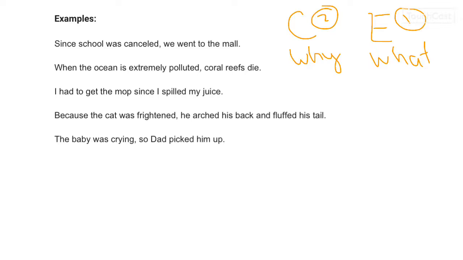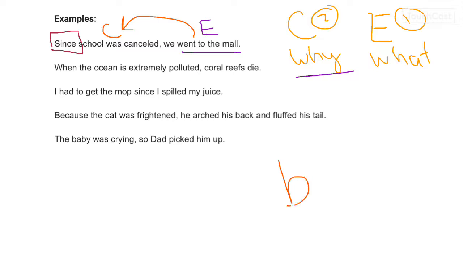So let's do the first one. Since school was canceled, we went to the mall. I already see a keyword here, since. So what actually happened? Well, they went, that's an action, to the mall, that's the effect. Why did they go to the mall? Because school was canceled. So that's the cause. You see how I did that? I asked what happened, and then I asked myself why. And it should use this word, because. You should be able to use the word because in the middle.